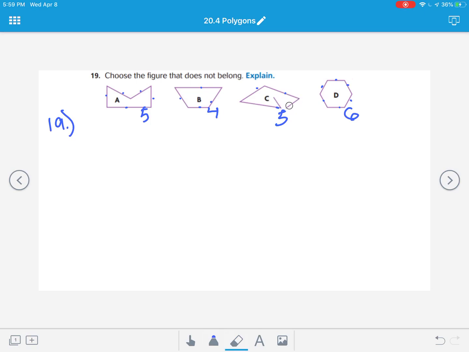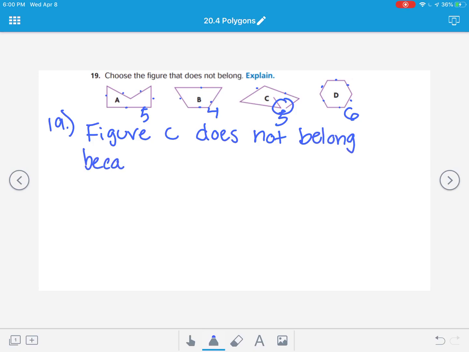So what I believe would be the one that doesn't belong is the one that is not a polygon. Can you see which one is not a polygon? Is it A, B, C, or D? It's C. C is not a polygon because it is not closed. All polygons need to be closed. So figure C does not belong because it is not a polygon.